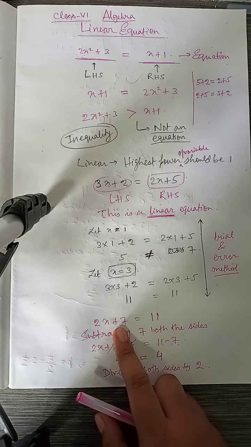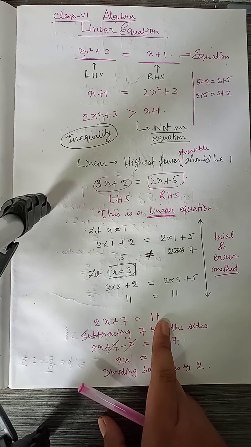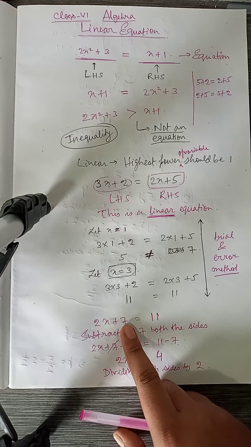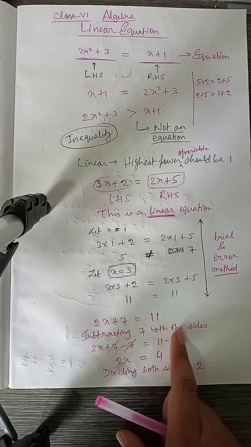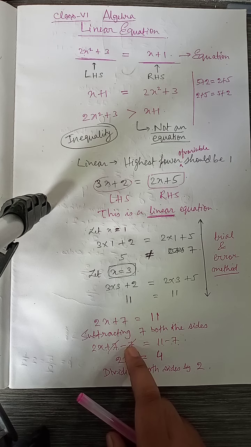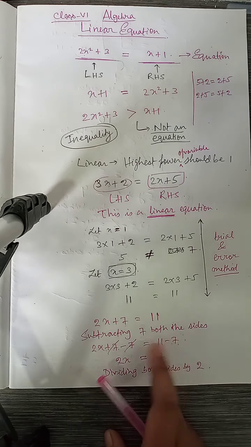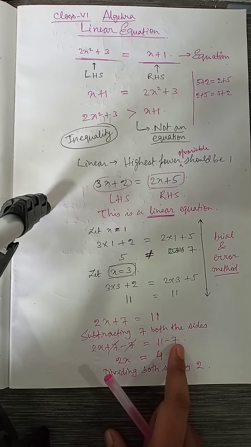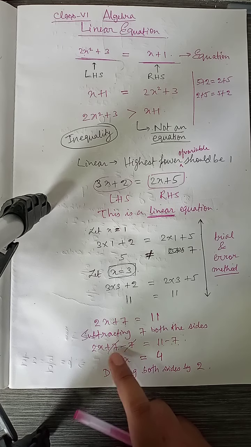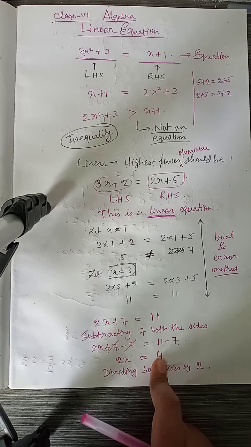So let us try to solve this equation and find the value of x. This is 2x plus 7 equal to 11. First we have to remove this 7. How to remove this 7? We subtract 7 from both the sides. That is 2x plus 7 as it is, then minus 7 on this side, then 11 as it is, and minus 7 on the other side also. Here we are doing minus 7, so on the other side we also need to do minus 7. This plus 7 and minus 7 get cancelled, so only 2x remains. And 11 minus 7 comes to 4.